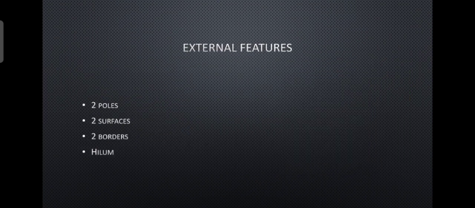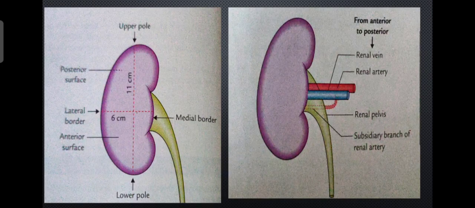Next we move on to the external features. Kidney has two poles, two surfaces, two borders, and a hilum. Let's see each and everything in detail. First, let's see about the poles. We have one upper pole and a lower pole. The upper pole is thick and round and present nearer to the median plane than that of the lower pole, because the axis is oblique in nature.